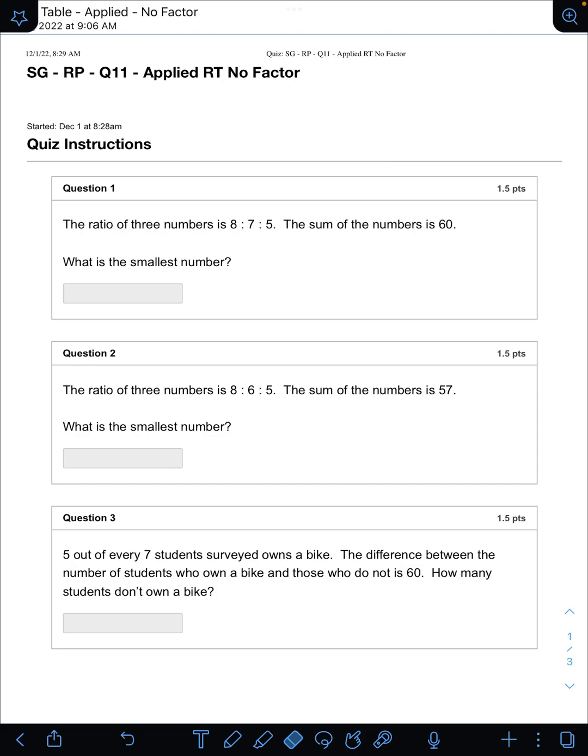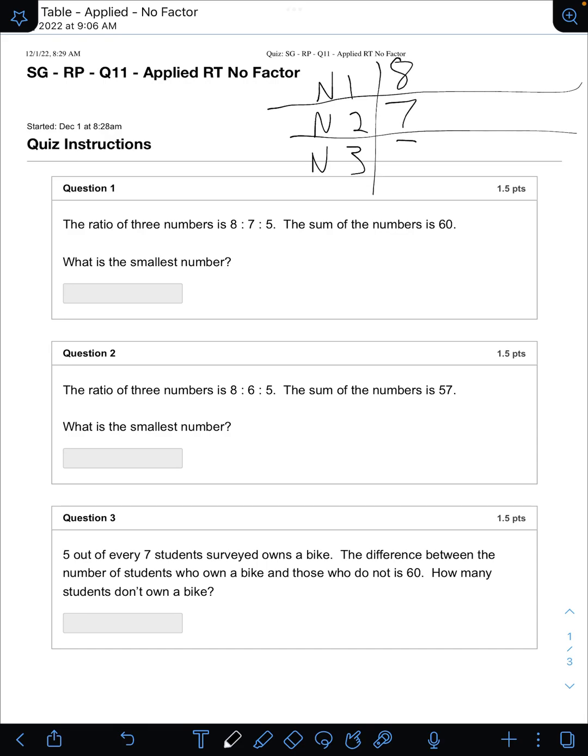So let's see what I have. So I have number 1, number 2, number 3. Okay? And if I put that in a little table, 8, 7, 5. Okay? Now, what I don't know is what they turn into. So, I don't know what their real numbers are. But here's what I do know.